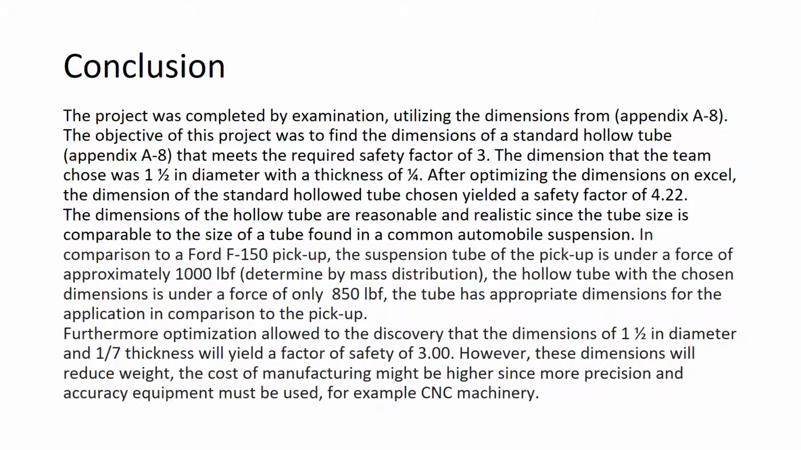Furthermore, optimization allowed us to discover the dimensions of 1.5 inch diameter and 1/7 of an inch thickness will yield a factor of safety of exactly 3. However, these dimensions will reduce weight. The cost of manufacturing might be higher since more precision and accuracy equipment must be used, for example, in CNC machinery.